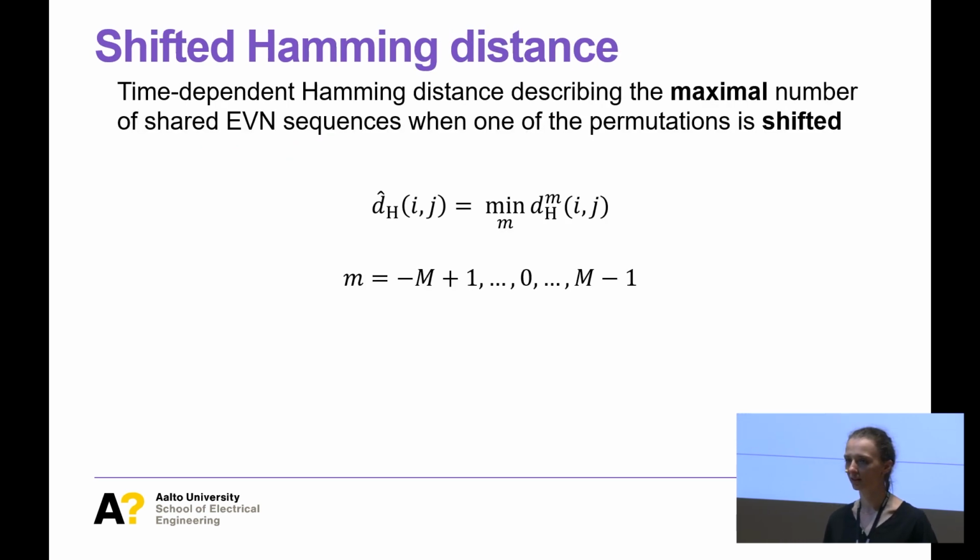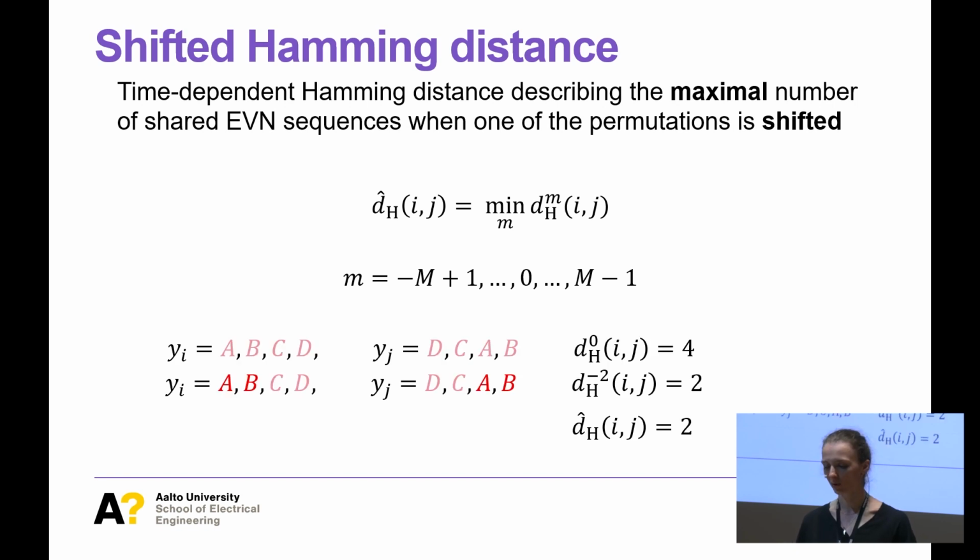To account for that time dependency, we introduce shifted Hamming distance, which describes the maximal number of shared IVN sequences when one of the permutations is shifted. So maximal number of shared sequences means minimal Hamming distance. To show an example, here we have the signals from my last slides, ABCD, DCAB. At time lag 0, their Hamming distance is 4, but at time lag minus 2 TD, their Hamming distance will be 2, so their shifted Hamming distance will be 2 as well.